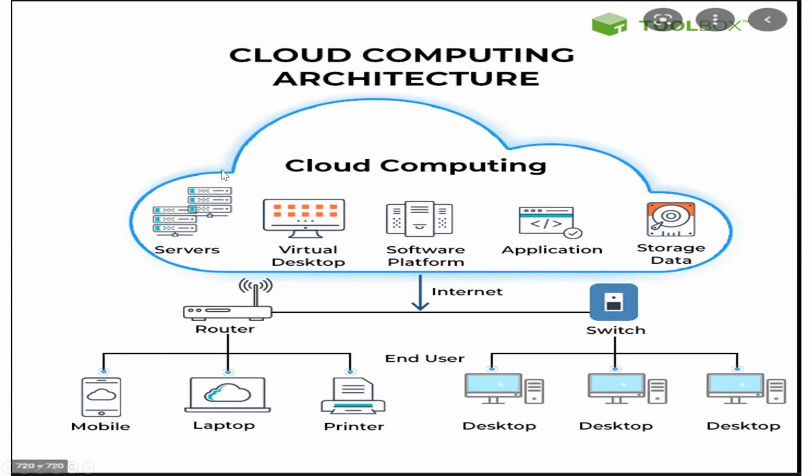This is all cloud computing. So this is whatever the cloud form is, right? The circle encircling it, that is the abstraction for us. It will provide us mobile, laptop, printer, desktop. This is all internet. Through the internet, we will connect to this and we will use it.